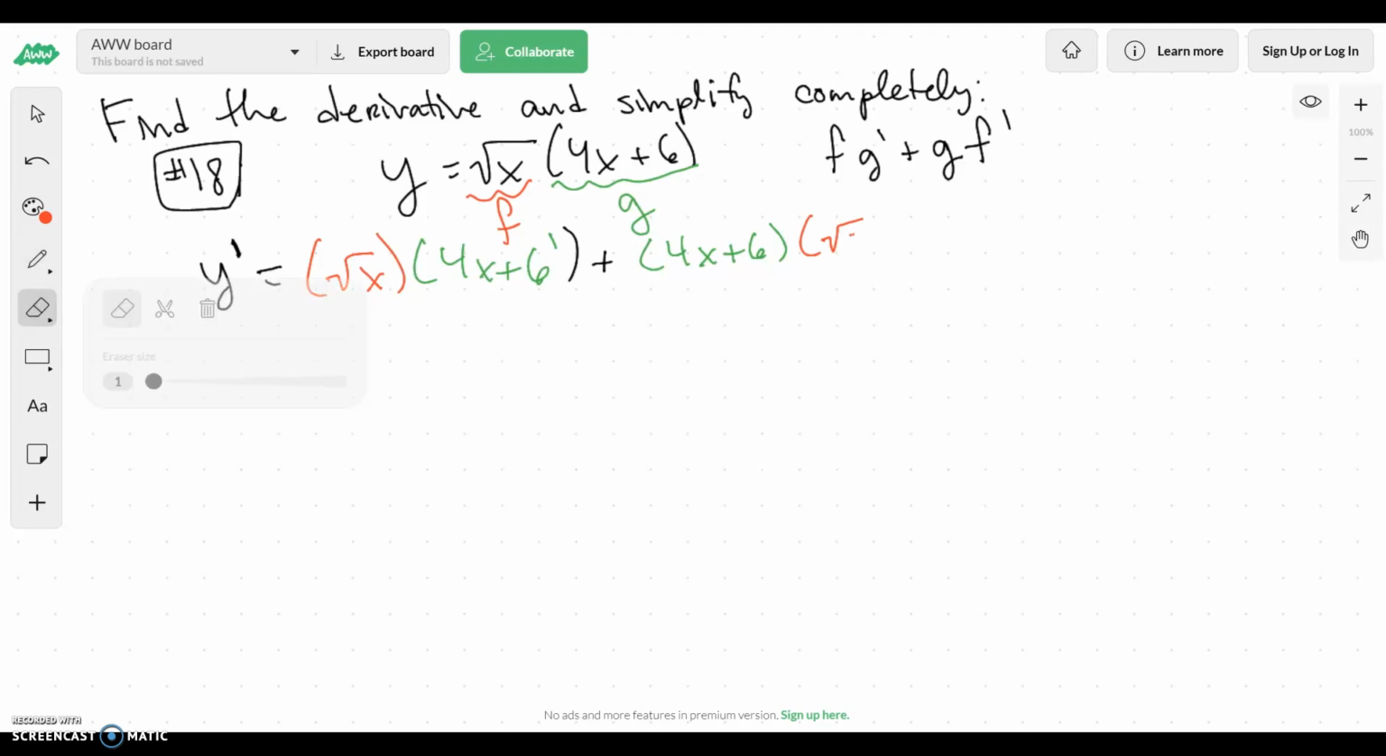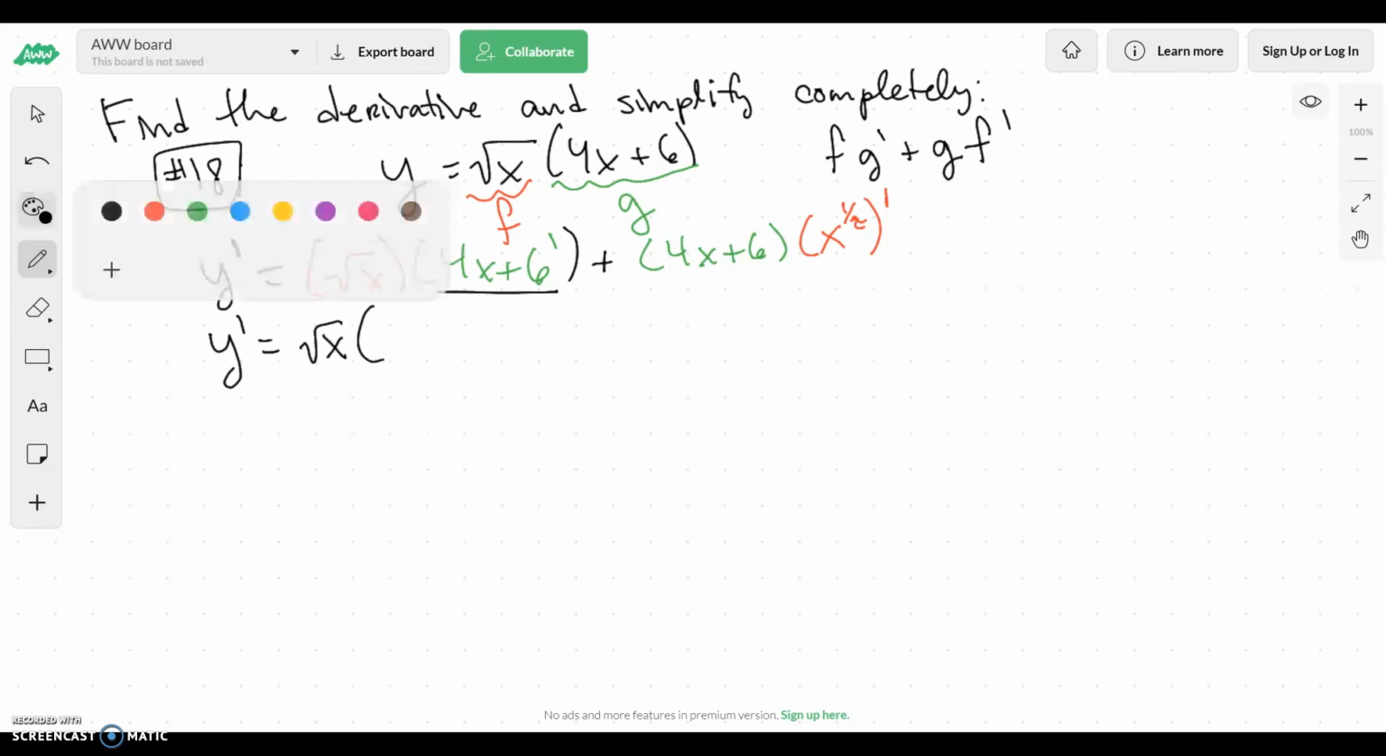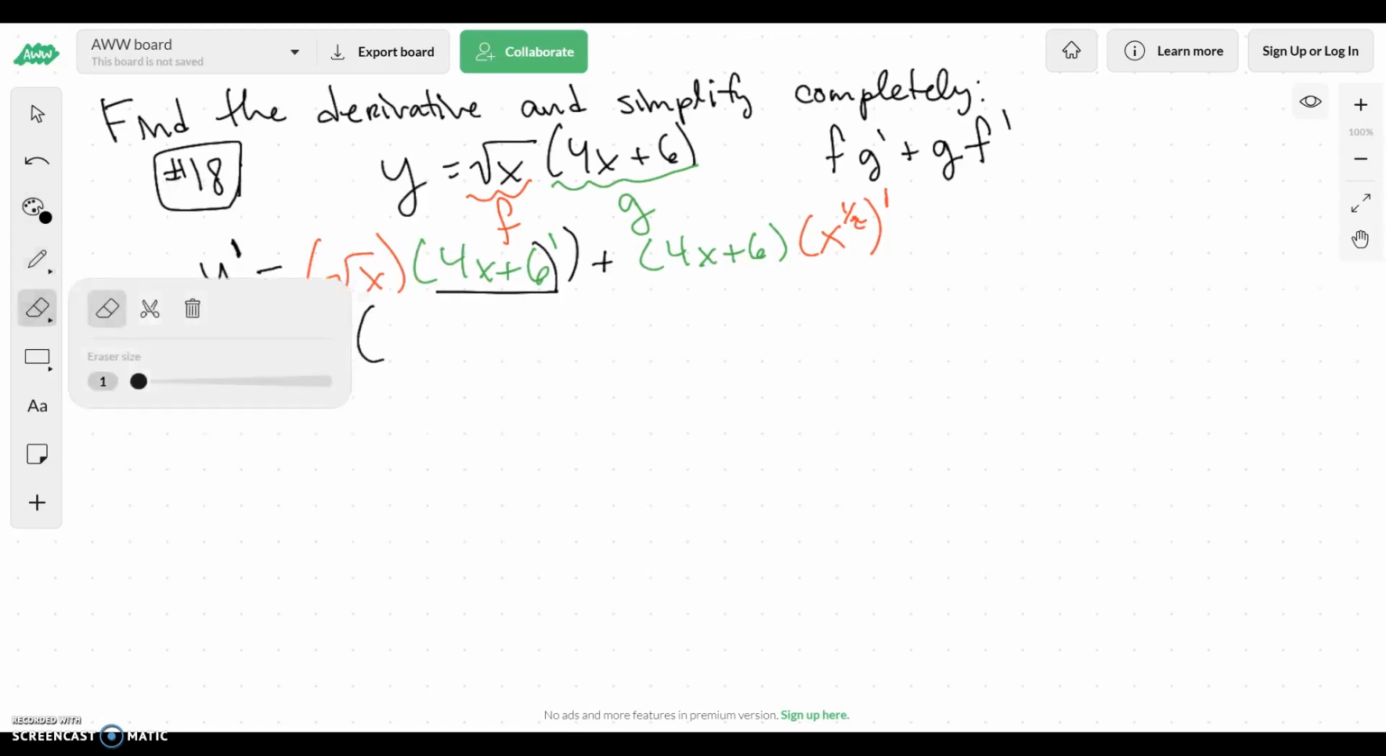Before I do anything, why don't I just switch it to power notation, because I can change a square root to x to the 1/2. That way it's easier to take the derivative. Okay, so now I'm going to have y prime is equal to the square root of x times a derivative of 4x plus 6. Let me write it a little bit like this because this looks kind of weird.